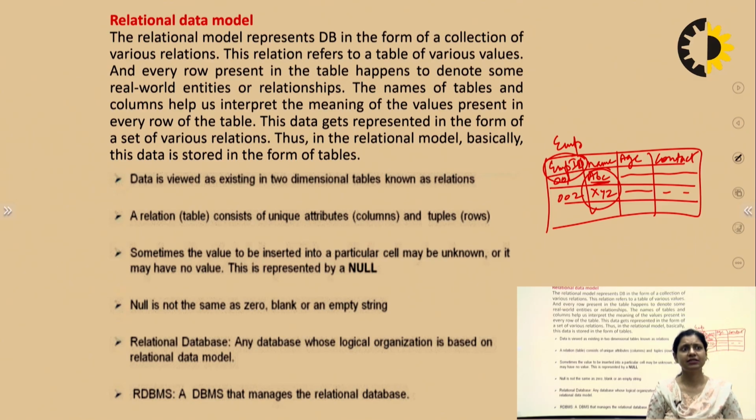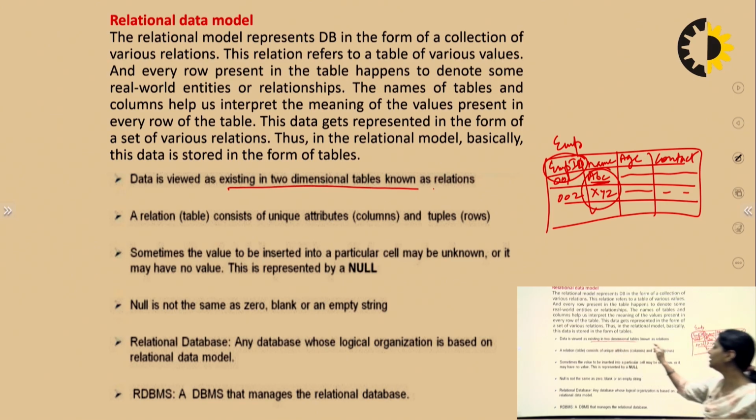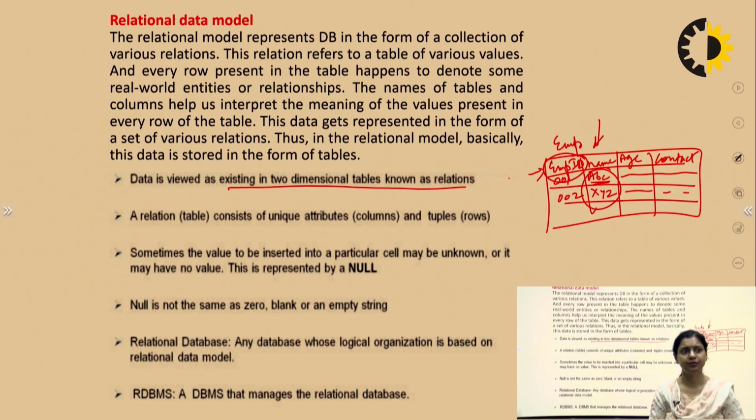This data gets represented in the form of a set of various relations. It is not the case that the whole of the data is stored in one table. We have multiple tables in which we store the data. If we look into some of the characteristics, the first one is that the data is viewed as existing in two-dimensional tables known as relations, which we have already seen. A table consists of unique attributes, which are the columns, and tuples, which are the rows. The rows could be called tuples or records, and the columns represent the attributes.